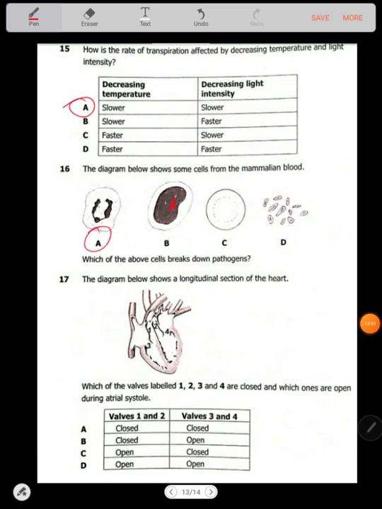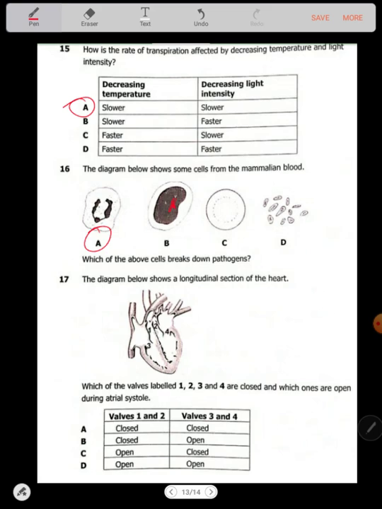The diagram shows a longitudinal section through the heart. Now it says, which of the valves 1, 2, 3, and 4 are closed, and which ones are open during atrial systole? So systole is the contraction of the heart muscles. So when the heart is contracted, that means it's pumping blood up to all parts of the body. So now what happens?